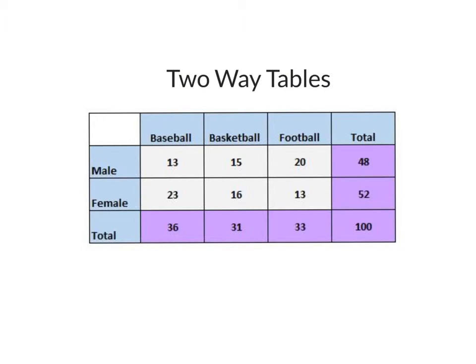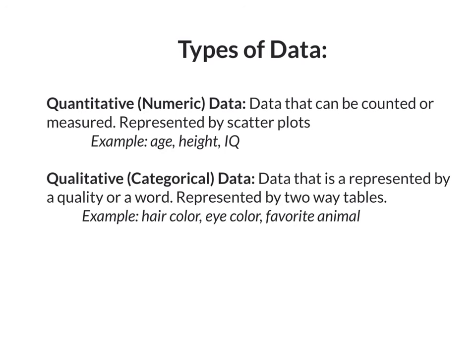Okay, so in this video we are going to talk about two-way tables. We are still talking about bivariate data. It's just the type of data that we're measuring is going to be different when we use a two-way table. There are two types of data. So far we've been dealing with quantitative or numeric data. This is data that can be counted or measured. It's always represented by a scatter plot, which we dealt with at the first part of this unit.